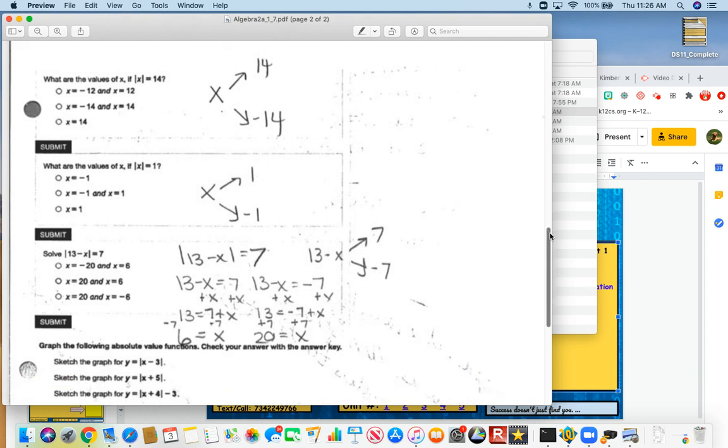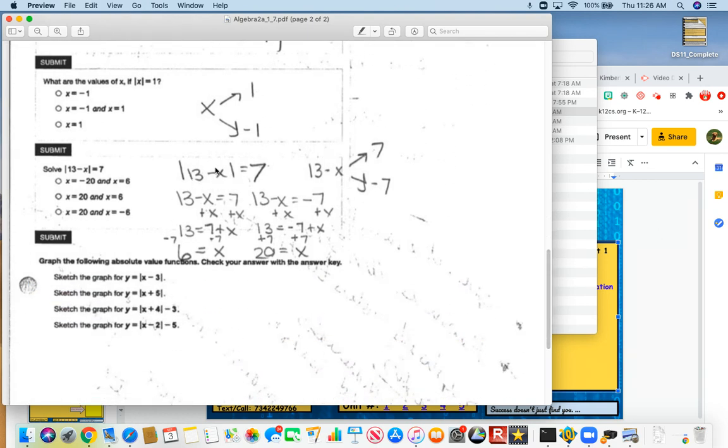The last one's trickier. It's only trickier because it's not an x minus or an x plus. It's 13 minus x. So proceed as normal. It's either going to equal 7 or negative 7. So set up your 2 equations. But this is where it gets tricky.